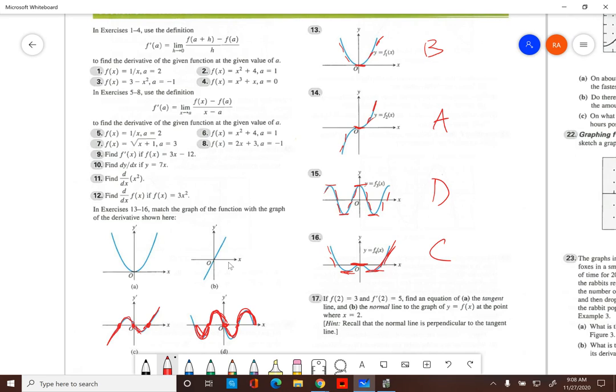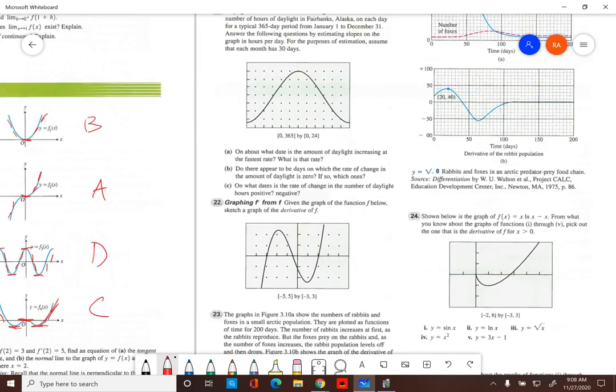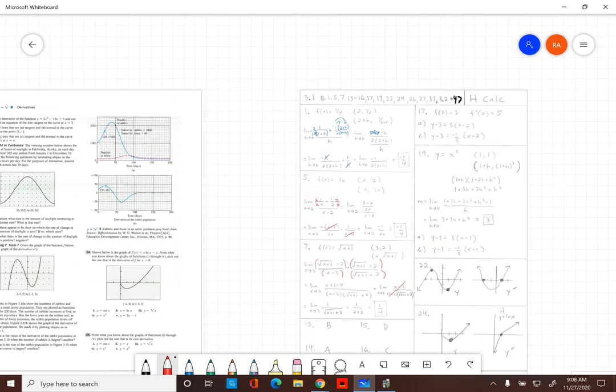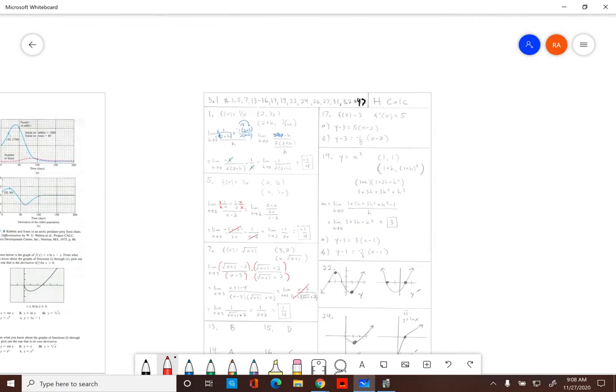So hopefully you're fine with that. That's something we're going to keep coming back to, this idea of the graph sketches. Okay, so that's all there.